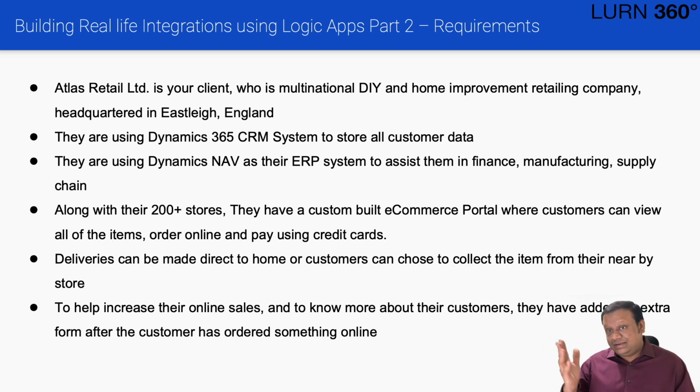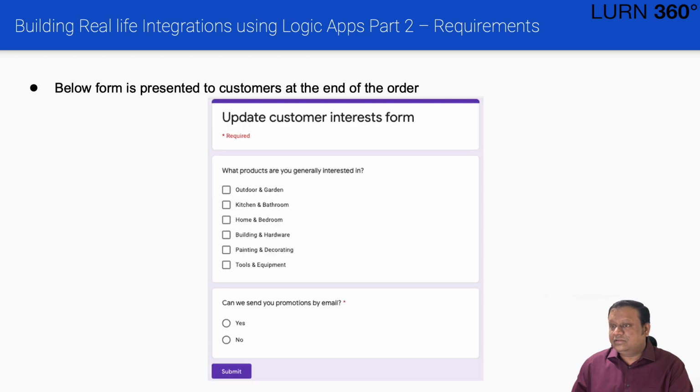So the client also offers those services, right? And now, to help increase their online sales, they're starting this new drive of digital marketing where they would be sending email promotions to their clients. In order to know more about their customers, whenever any customer orders something online, they are presented with a form. This is a voluntary form. Customers can either choose to fill or skip that form, and that form looks something like this.